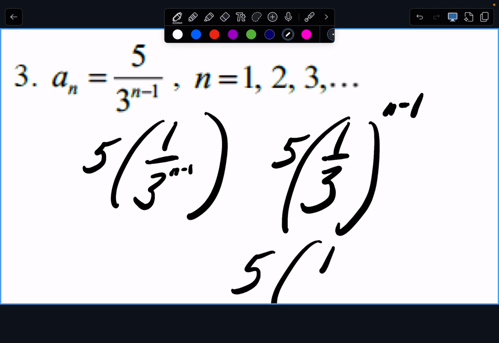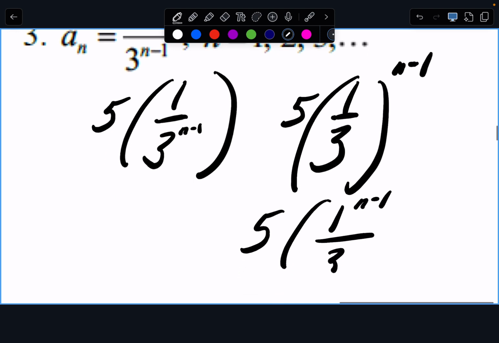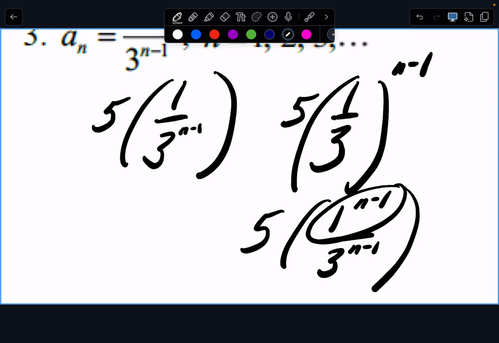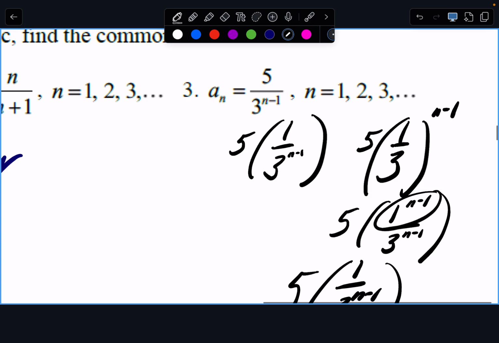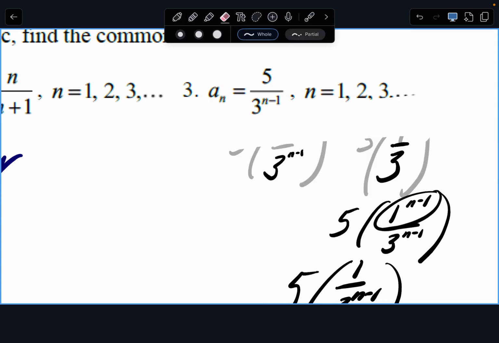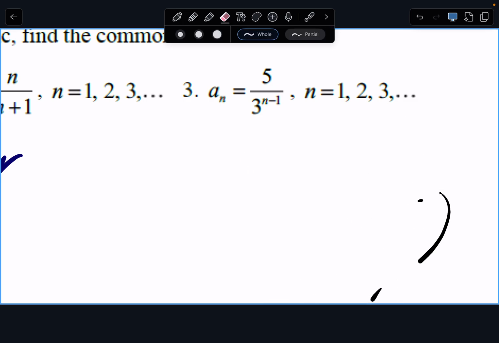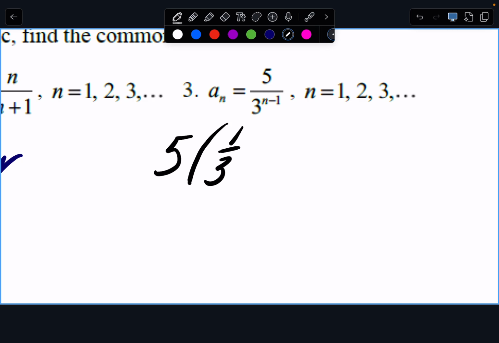Why? Because look, that's 5 times 1 to the n minus 1 divided by 3 to the n minus 1. Isn't 1 to any power just 1? So that would be 5 times 1 over 3 to the n minus 1. Do you guys see what I'm saying? So they've written it all fancy. It's a trick. They're trying to trick us. So it is exponential. That's 5 times 1/3 to the n minus 1.